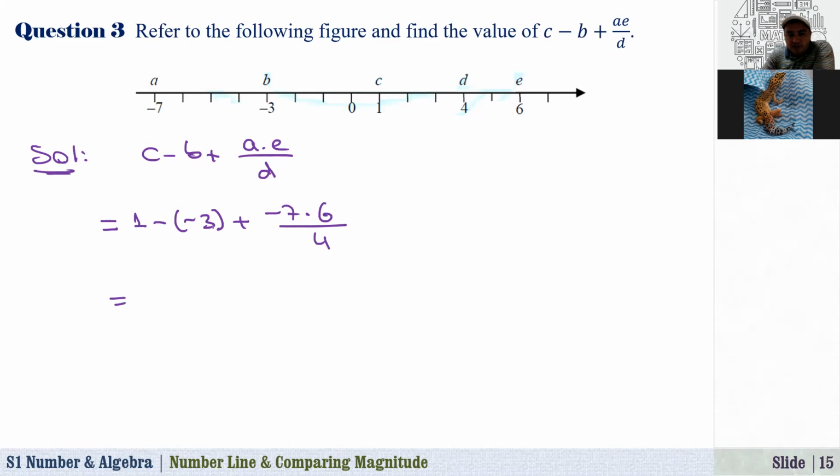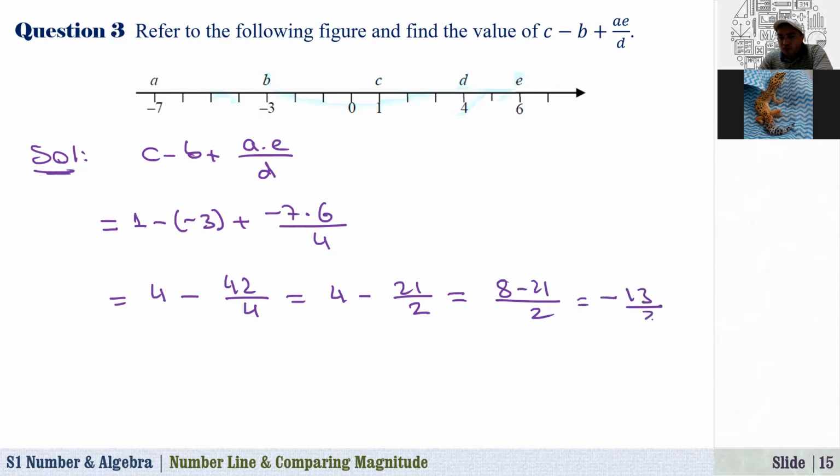That's equal to minus minus is plus, 1 plus 3 is 4. Here we have minus, because plus times minus is minus, 7 times 6 is 42, so 42 over 4. If you simplify this, 42 is divisible by 2 and 4 is divisible by 2, that is 21 over 2. So that's equal to 4 minus 21 over 2, which is minus 13 over 2. So the answer is minus 6.5.